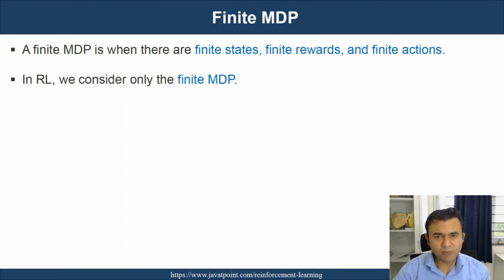MDPs could be of two types. One is the finite MDP. If you look at this, a finite MDP is when we have finite states, finite rewards, finite actions. Everything is finite, right? Everything could be defined finitely. That is called finite MDP. And mostly in RL, we consider finite MDPs.